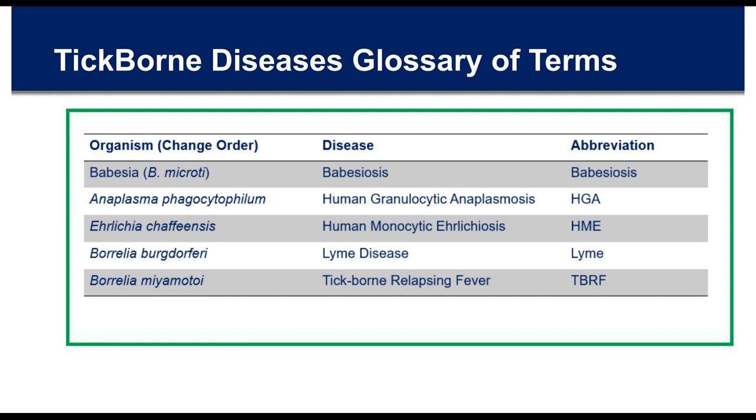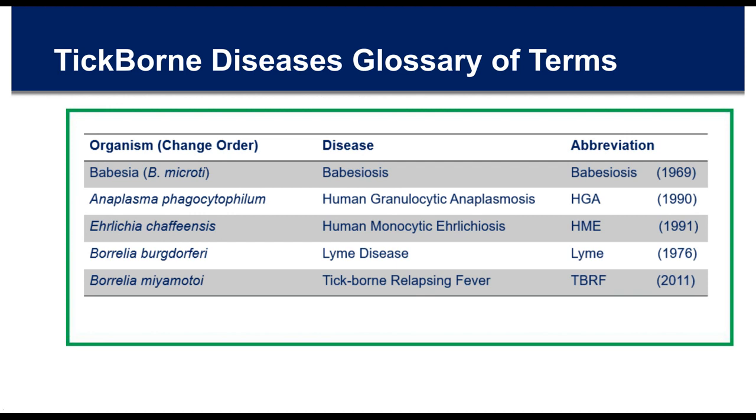Here are the infections, the TBDs, the tick-borne diseases we'll be talking about today. In the first column is the name of the organism. In the second column, the name of the disease, the lingo we use. There is a column on the right that talks about abbreviations. And in the far column, I wrote down the years that the first human cases were discovered.